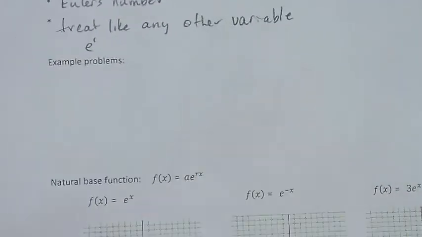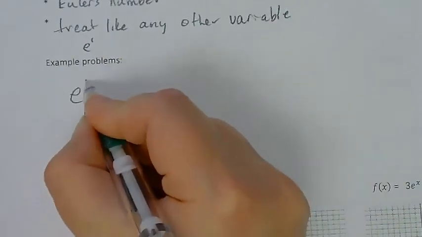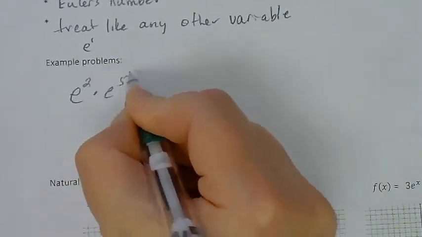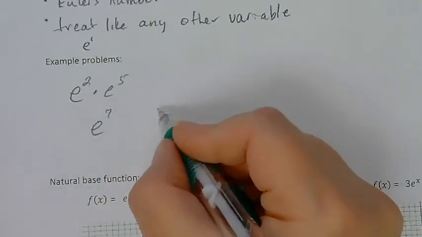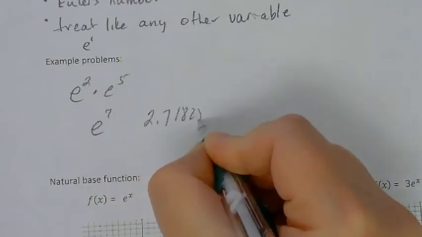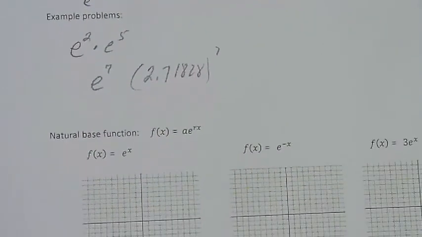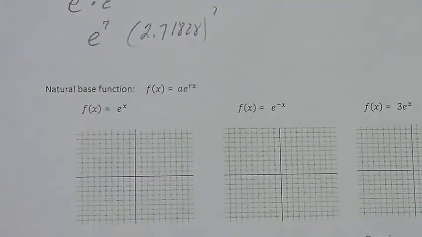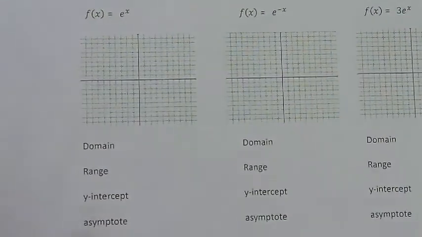All right, so what I mean by use it like any other variable, like if I had e squared times e to the 5th, I would say that's e to the 7th. I just know that what I really have here is 2.71828 to the 7th power. So this actually means something, as to where x doesn't always mean something. So let's just take a look at a few examples of graphing e.